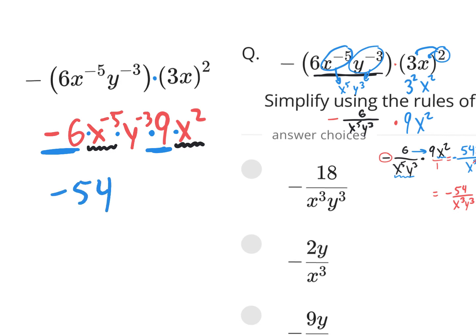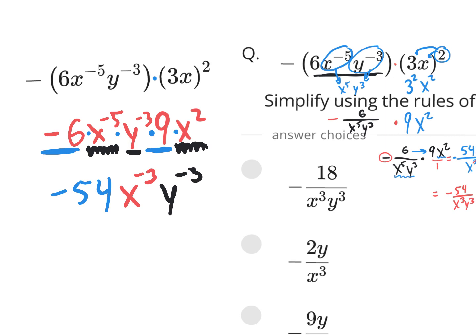And when I do multiply the x to the negative 5th times x to the 2nd, Rule 1 says that you add the exponents. So what would that exponent, when you add negative 5 plus 2, what do you get? Negative 5 plus 2. Negative 3. X to the negative 3, right? And what about the y to the minus 3? We're just going to write it right here. Okay? Do we understand what I did right there?